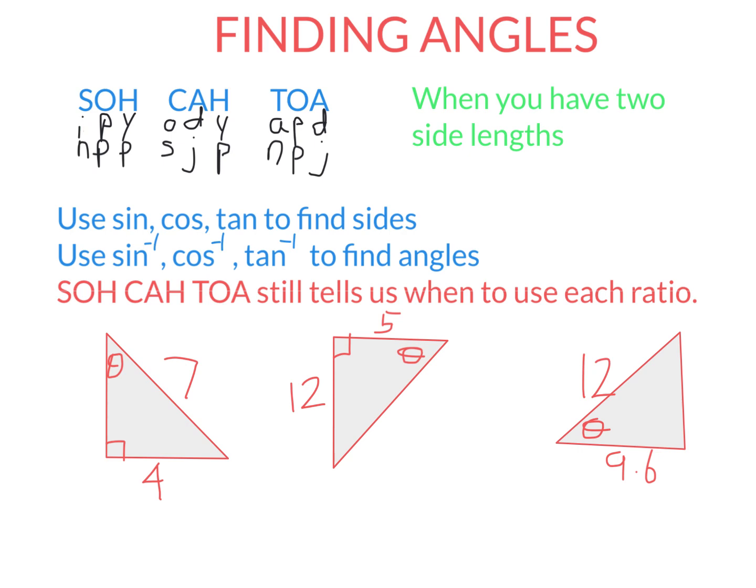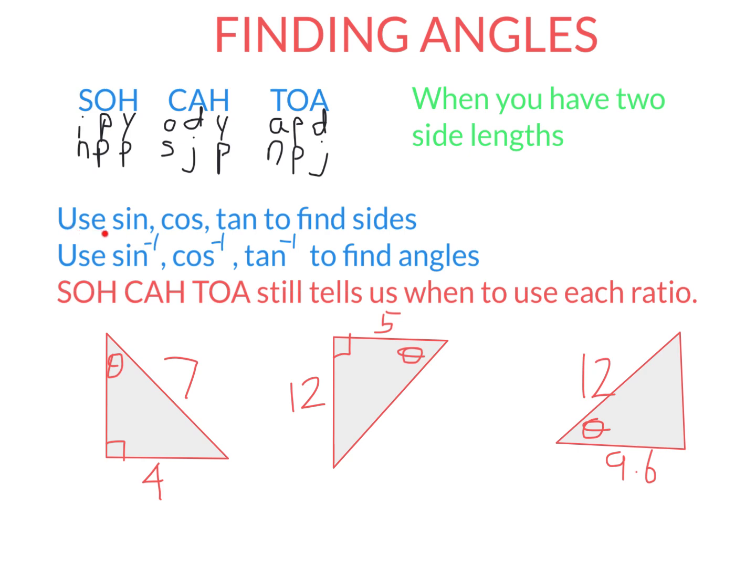We use sine when the question involves opposite and hypotenuse. We use cos when the question gives us the adjacent and hypotenuse, and we use tan when the question gives us opposite and adjacent. But there is one thing that's different about this lesson than the previous lesson.